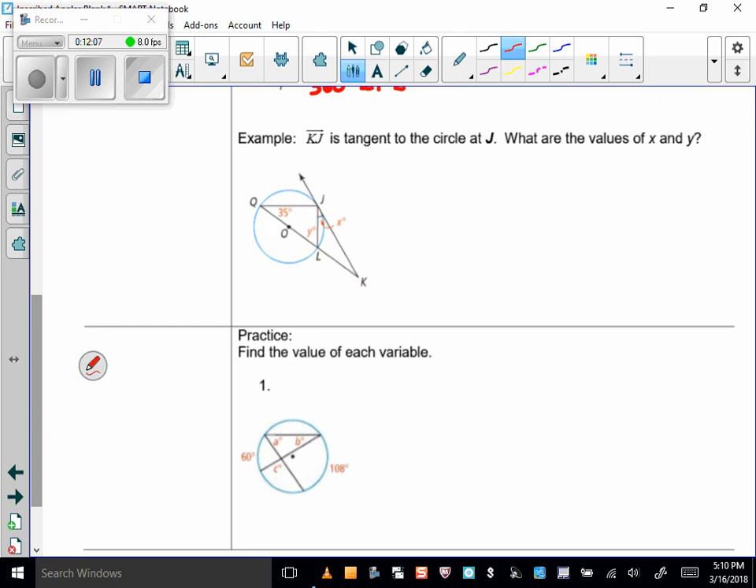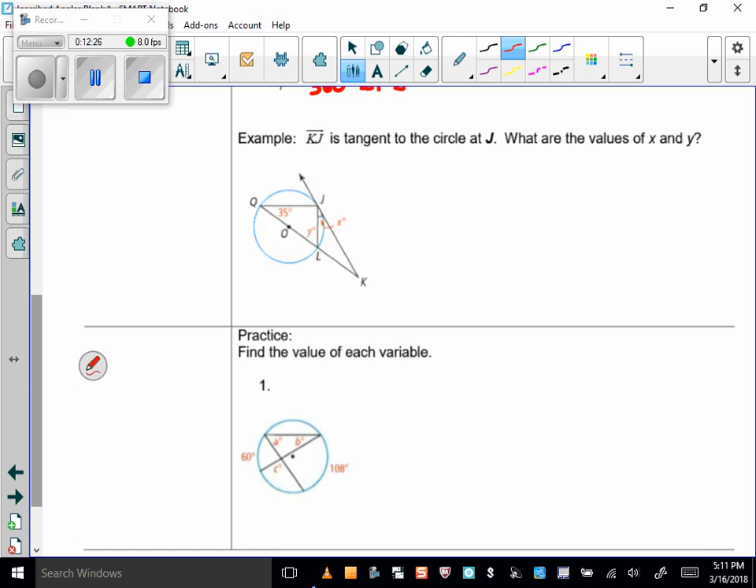Okay, how about this one? KJ, that's my dog's name. KJ is tangent to the circle at J. What are the values of X and Y? So let's see what we got here.